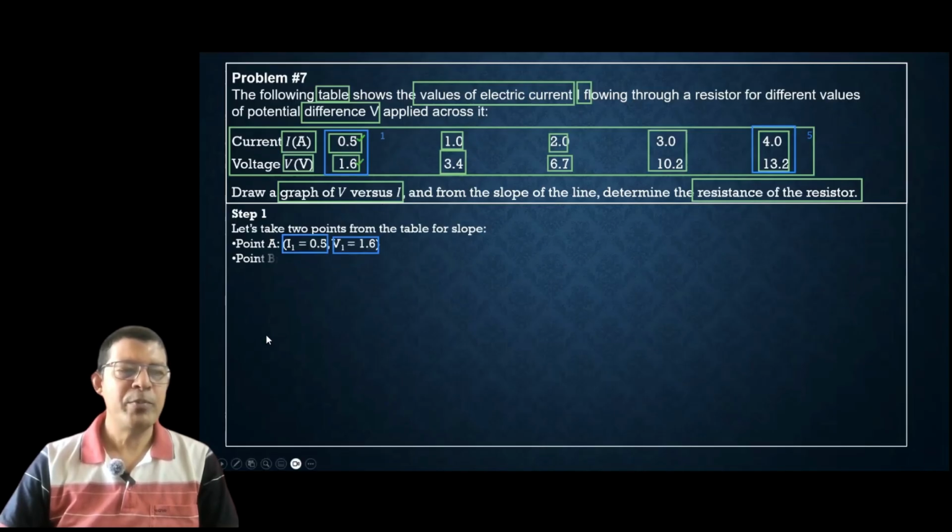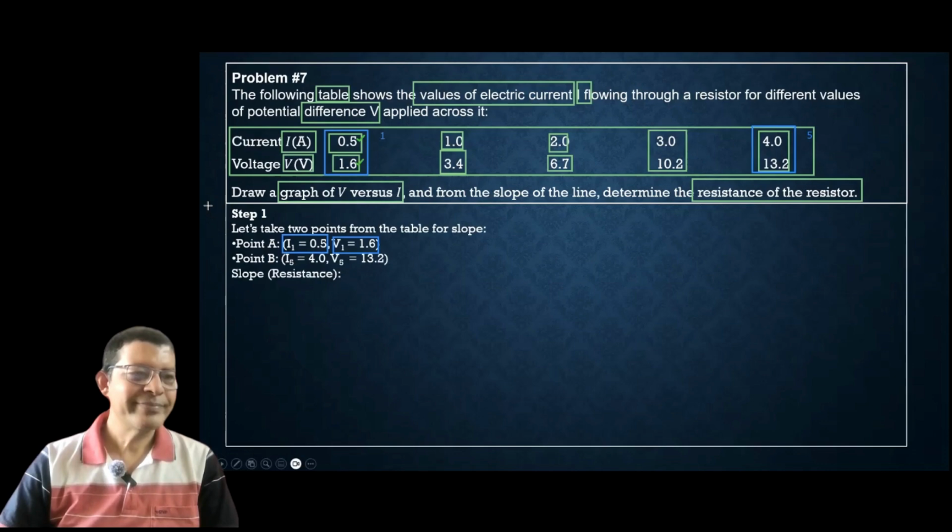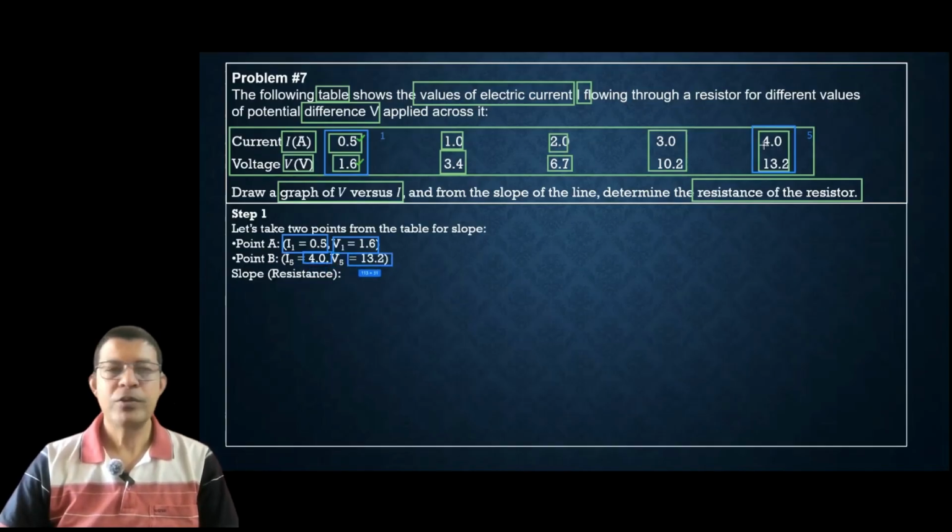Now, second point, point B. Point B is actually the fifth point of the table. For the fifth point, the current is 4.0 and the voltage is 13.2, right? We can see it here. 4.0 is the current and 13.2 is the voltage.